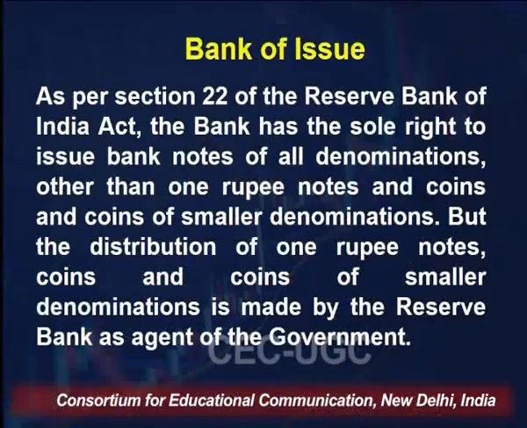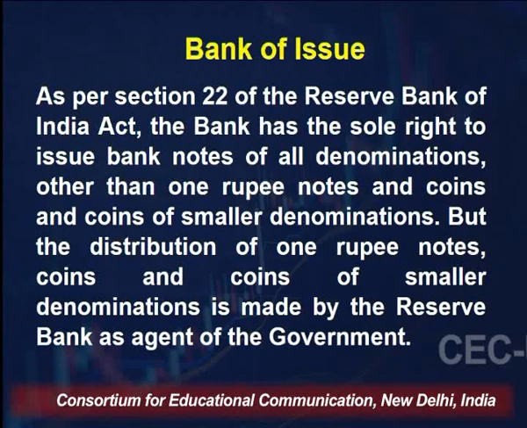So, as per Section 22 of the Reserve Bank of India Act, the bank has the sole right to issue bank notes of all denominations other than the 1 rupee note and coins, but the distribution of the 1 rupee note, coins and coins of smaller denomination is made by the Reserve Bank as an agent of the government.